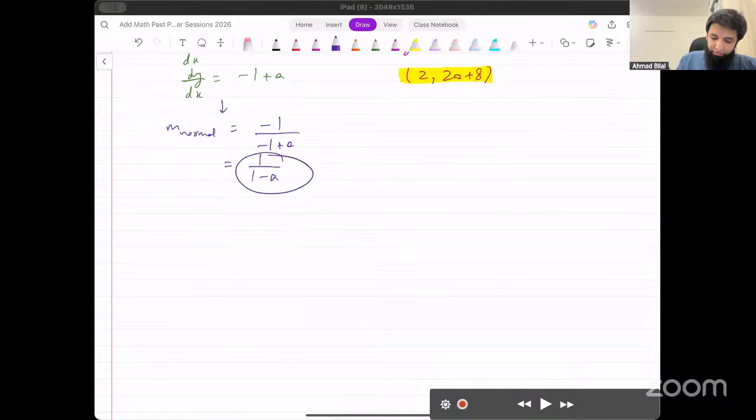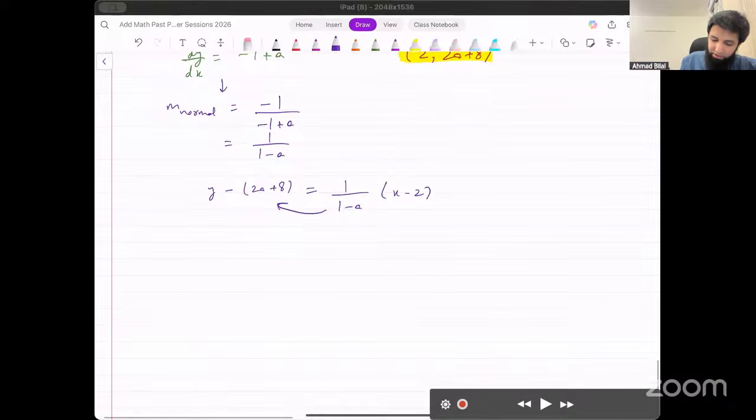Now, the gradient is this. When you take the negative reciprocal of this, it turns out to be 1 over a minus 1, right? Again, I'm doing the same thing. 1 over 1 minus a. That's the gradient. Write down the equation of the normal. That will be y minus y1, which is y minus 2a plus 8, equals m, which is 1 over 1 minus a, into x minus x1.